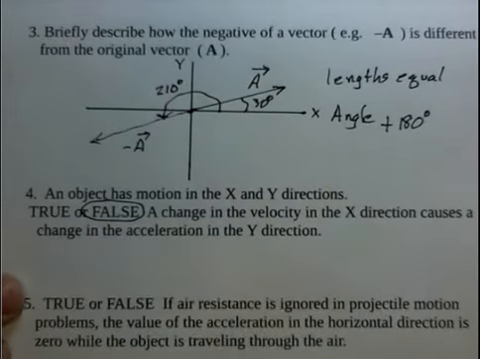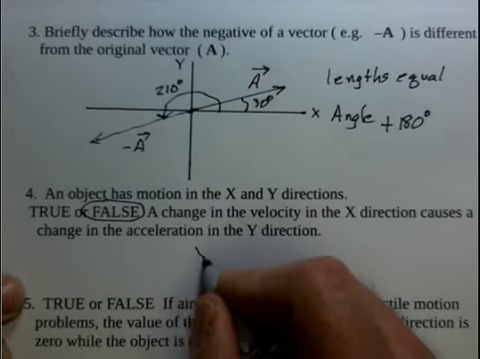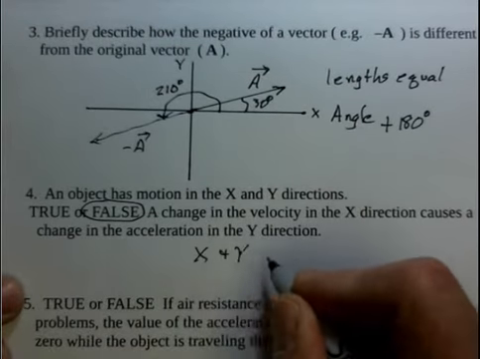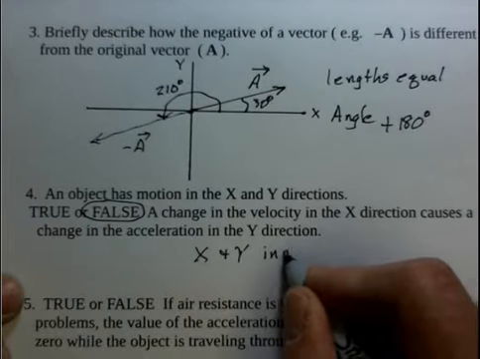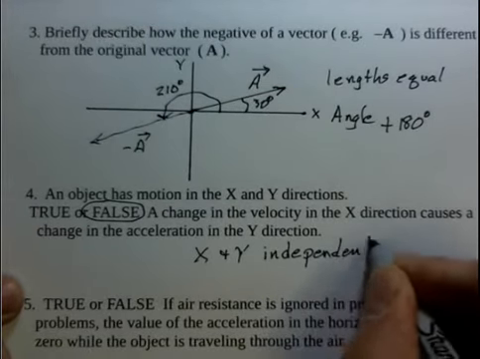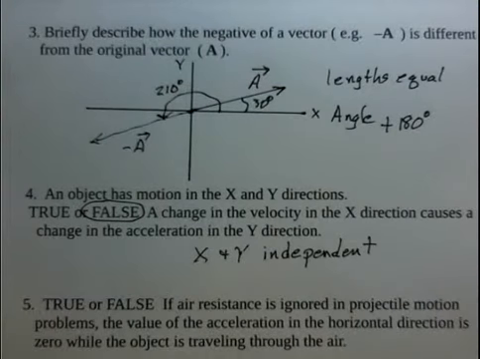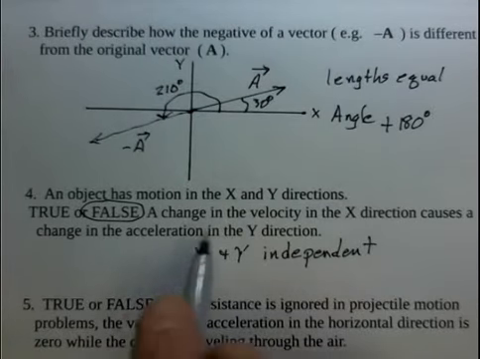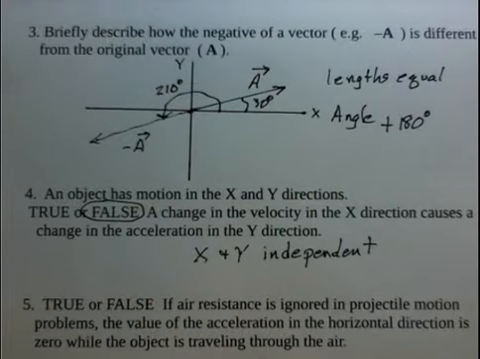The x and y motions are independent. You have to work them as 2 separate equations. So x and y motions are independent. Motion in x does not affect motion in y. In addition, velocity never affects acceleration. So for 2 reasons, we've got a false for this.